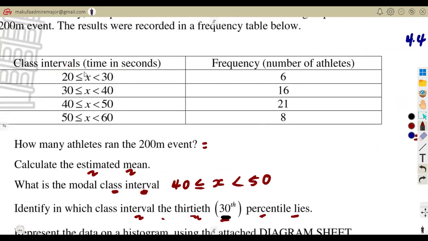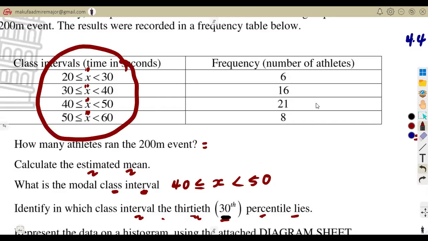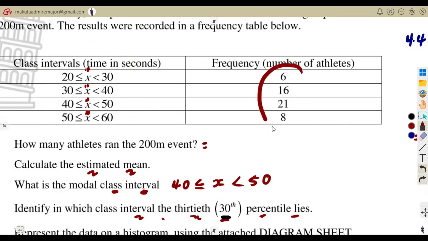If you check, the width of the class is the same, 20 to 30. There's a difference of what? 30 minus 20, a difference of 10. A difference of 10. 60 minus 50, a difference of 10. So you just use your class intervals as they are versus these frequencies.